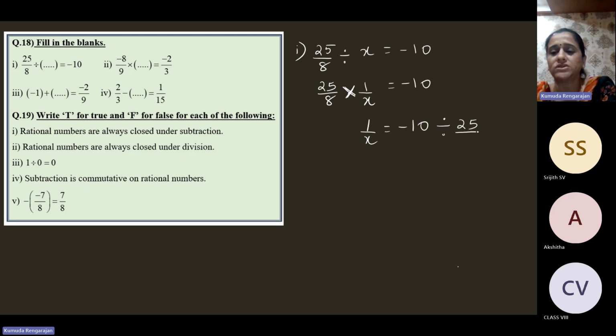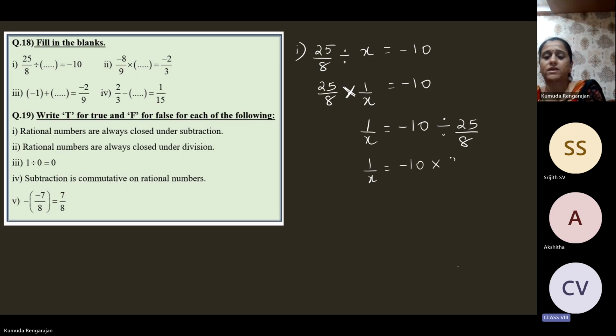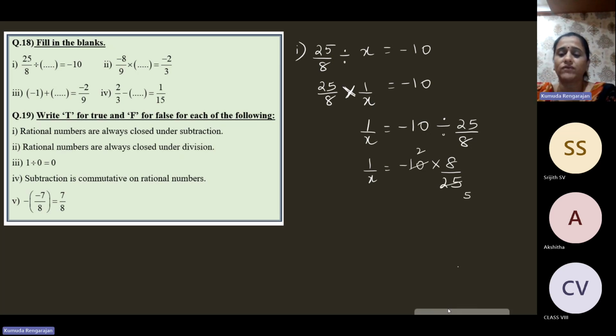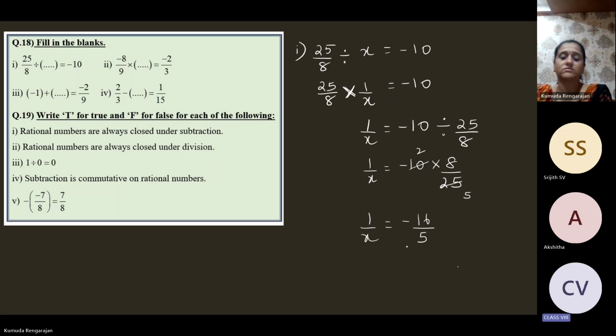Opposite operation. Division. Ma'am, after that into 8 by 25. Ma'am, minus 10 into 8 by 25. Ma'am, minus 80 by 25. Ma'am, and it can be simplified by 5. First simplify always. So 1 by x is equal to minus 16 by 5. Now take reciprocals on both the sides. If 1 by a is equal to 2 by 5, a is equal to 5 by 2. X is equal to minus 5 by 16.